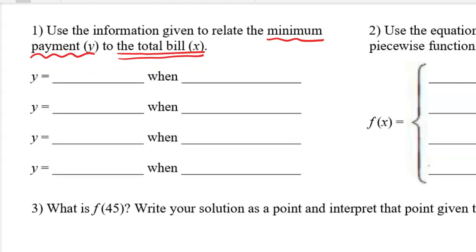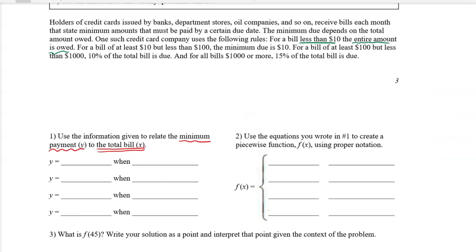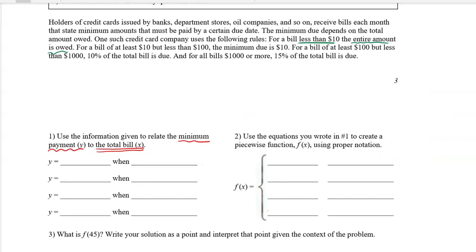How do we write the domain restriction for that? What should we do? How do we write the domain restriction, which is right here? What do we put right there? When the bill is less than 10, what do we write? Simple. Don't think too hard. X less than 10. You're right.